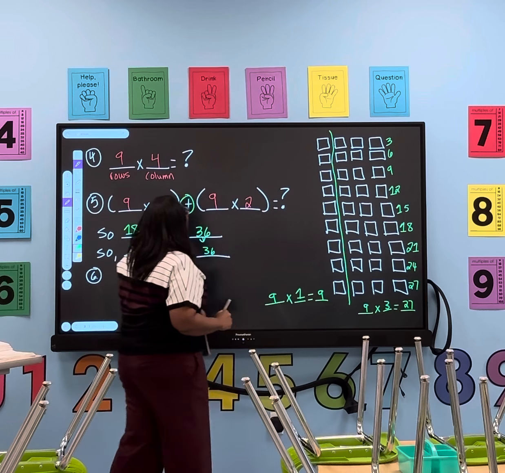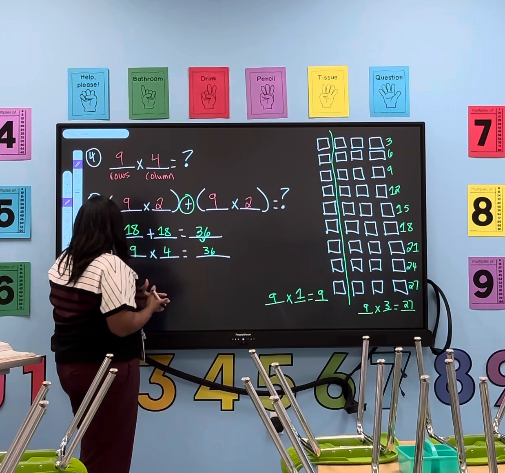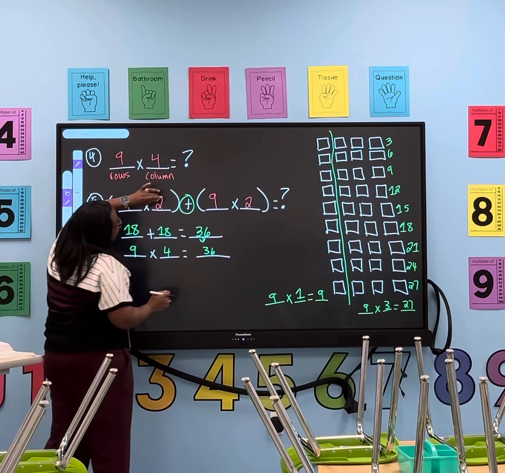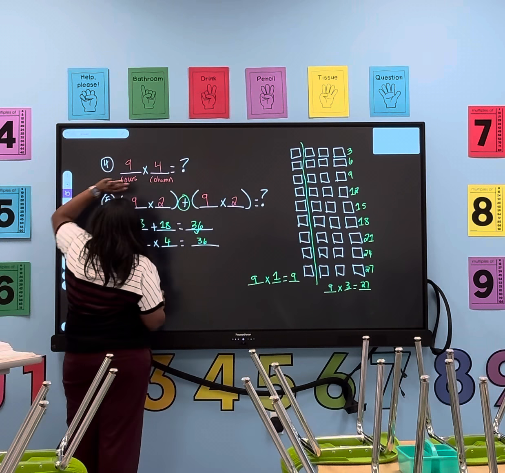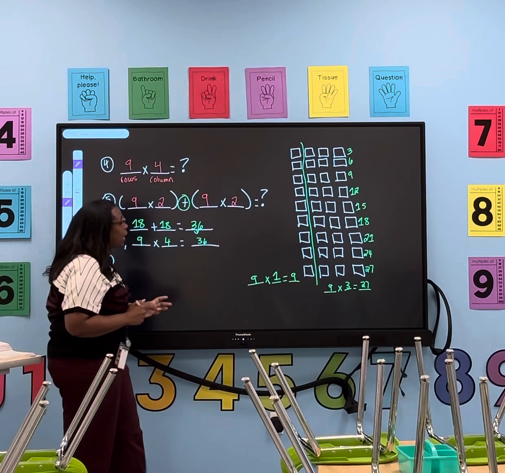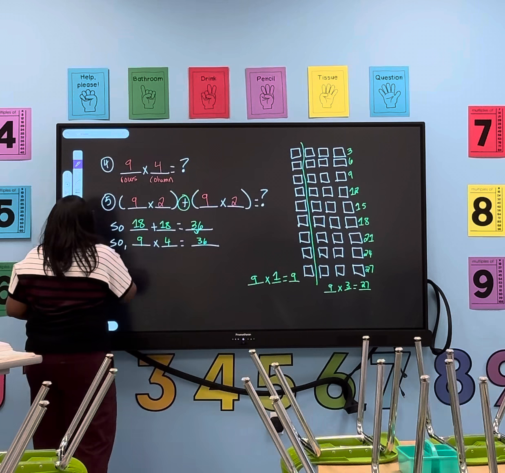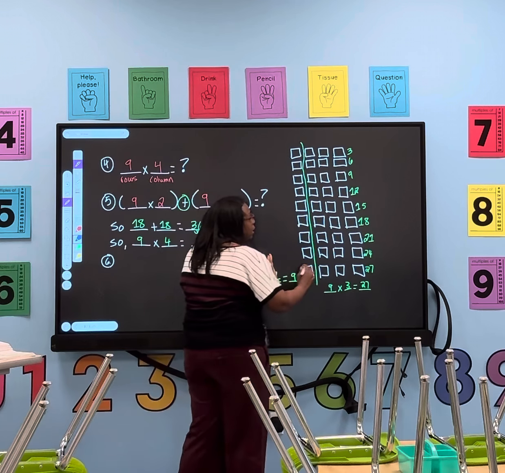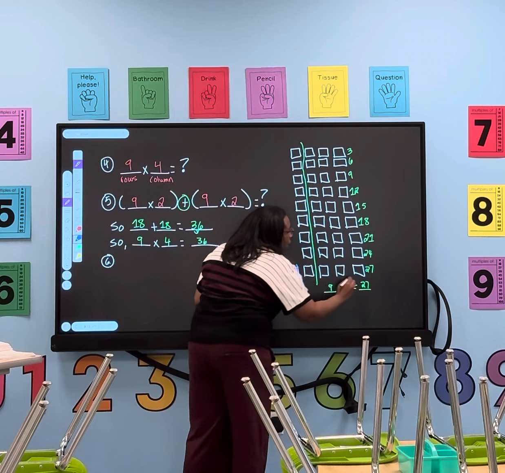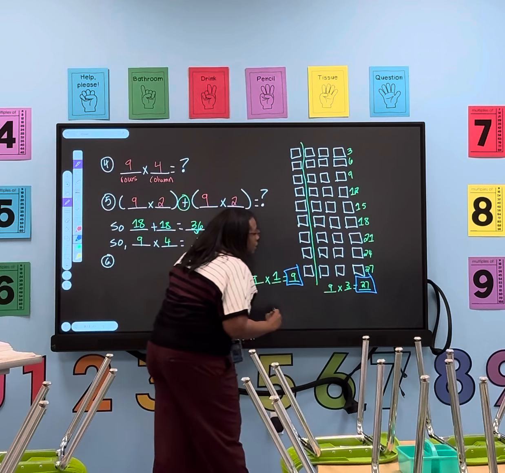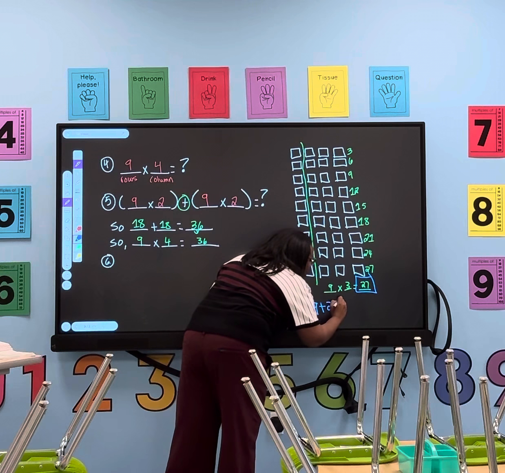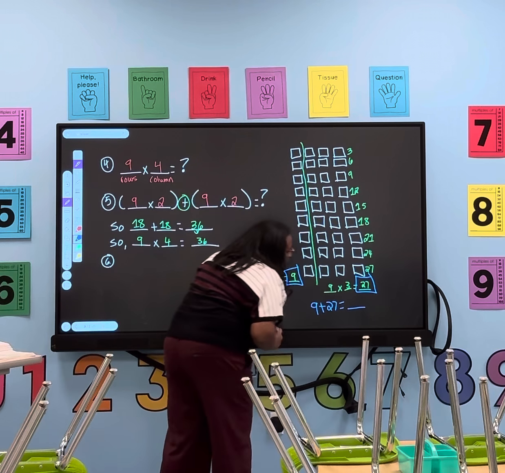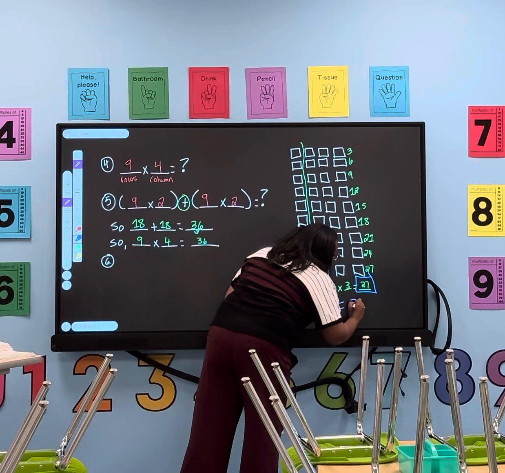The next thing would be to add all this together. Let me see if I can shrink this down so we have some room. All right, so let's add it all together. You're going to take your totals from both sides of the array. This one was 9 and this one was 27. You're going to add them together. 9 plus 27 is going to be 36.